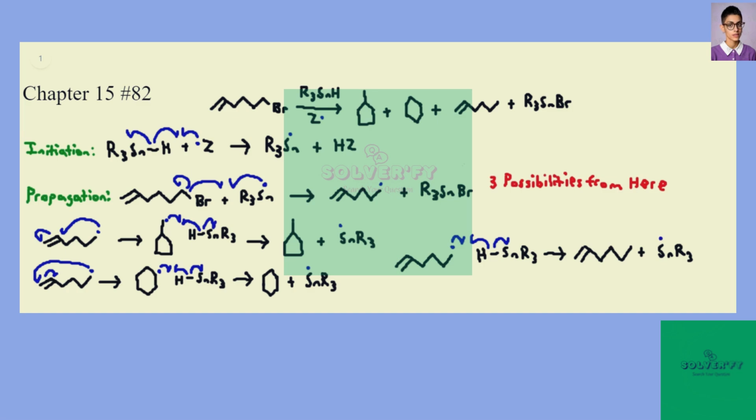And so any of those three results are possible. That's how we get a mixture of these 4 products that we're told will form. And that is the answer to chapter 15, problem number 82.